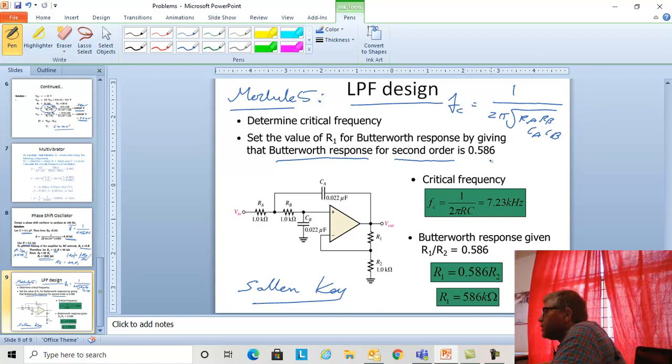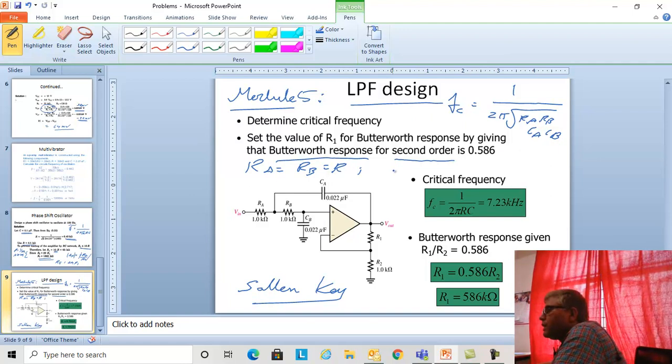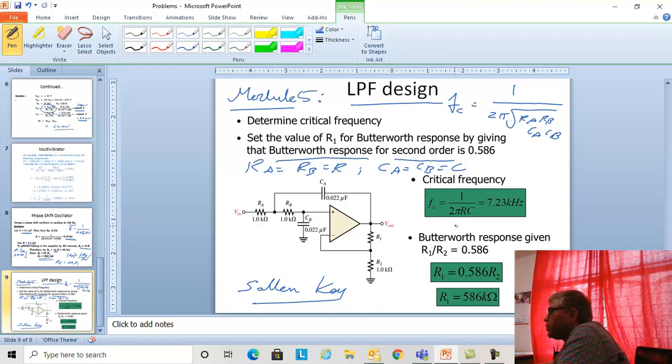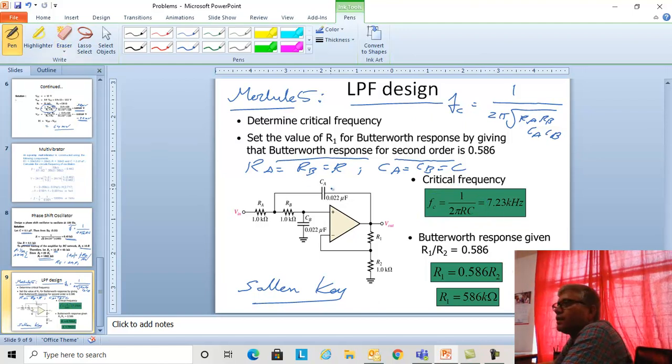Since RA is equal to RB is equal to R, and similarly CA is equal to CB is equal to C, when you put it like this, you will get FC is equal to 1 by 2 pi RC. Substitute the values in this equation, and what you will get is 7.23 kilohertz. That's the cutoff frequency. Now the other question is to set the value of R1. We have two values here.